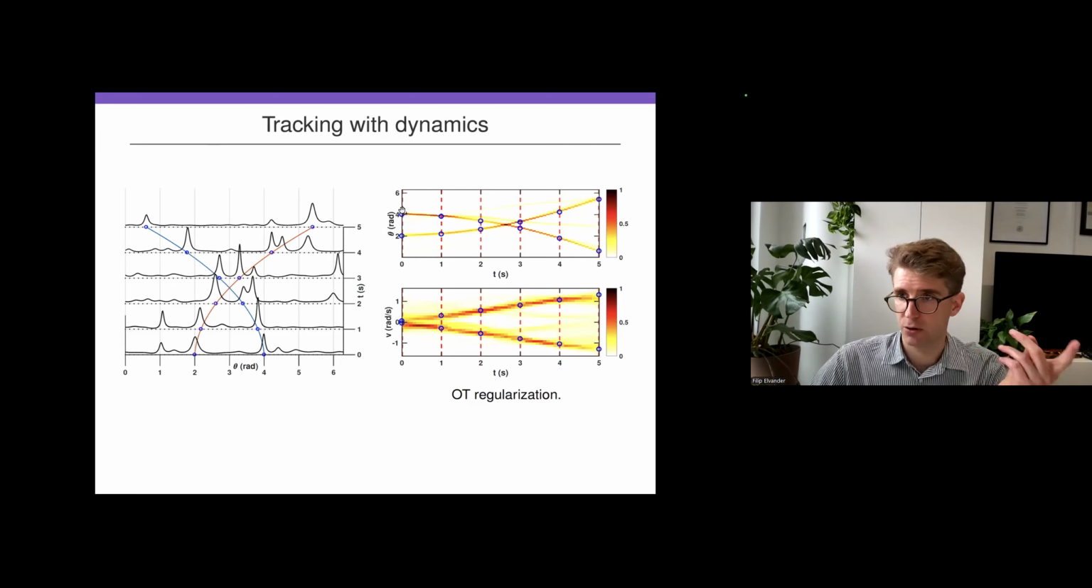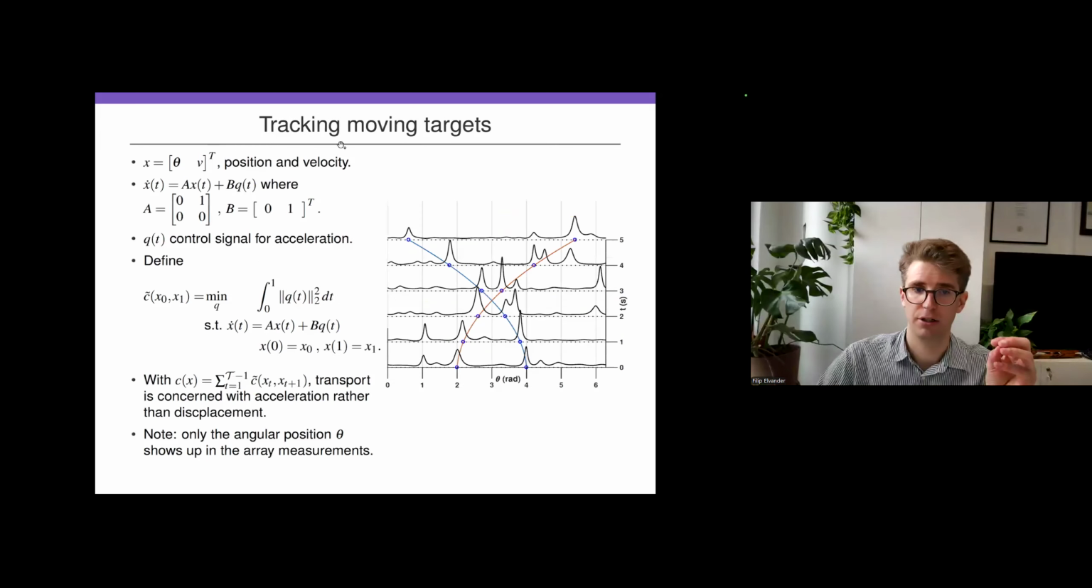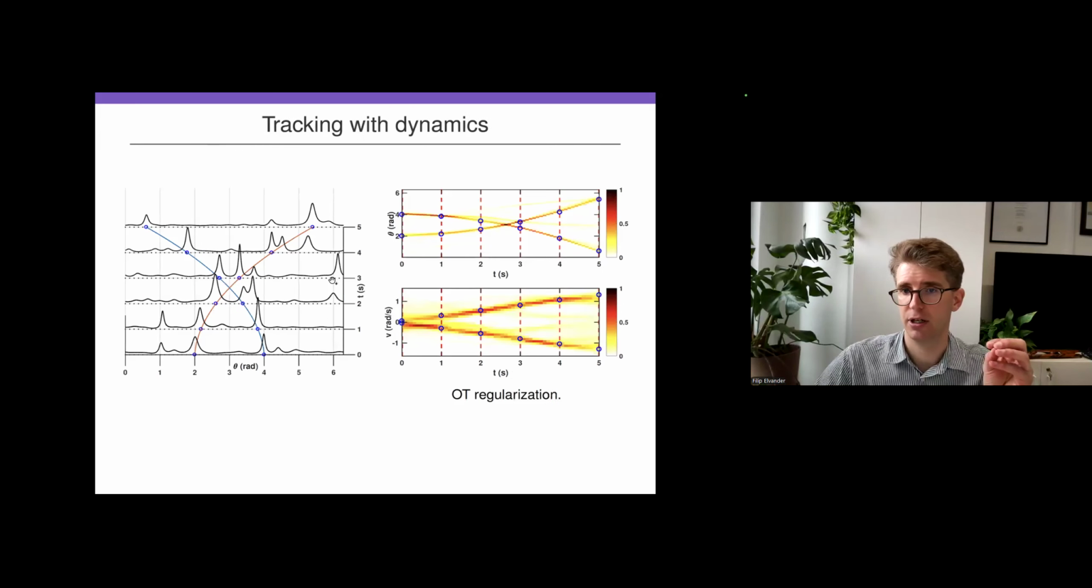On top of that, it also allows you to construct really nice interpolants. The different dots here correspond to the times where we actually have measurements. We don't have any measurements at intermediate times. But if we solve this problem, we can again use the transport plan that we got and these assumed dynamics to reconstruct target trajectories.